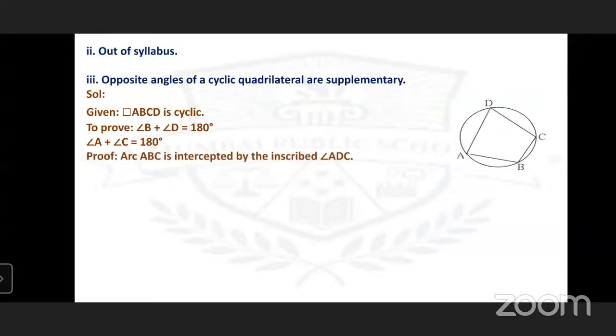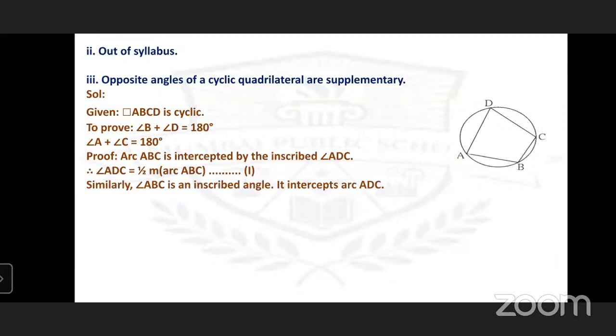Now arc ABC, see in the figure, arc ABC is intercepted by the inscribed angle ADC. See, this arc ABC is inscribed by angle ADC. Therefore angle ADC is half of the major arc ABC. Simple. Now this is equation number 1.